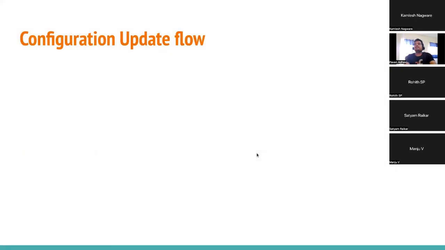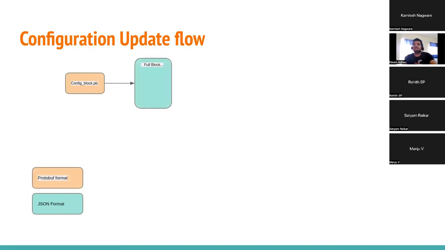Okay, about this configuration update I was talking about, this is the general flow. So how exactly does it happen? First of all, we have to get the configuration block from the channel, which we generally get in protobuf format. From that full block, we convert only some specific part. First, we convert that into JSON format and get the config JSON, and some kind of wrapper we just remove. Later we'll add it again. So we extract that configuration JSON block.